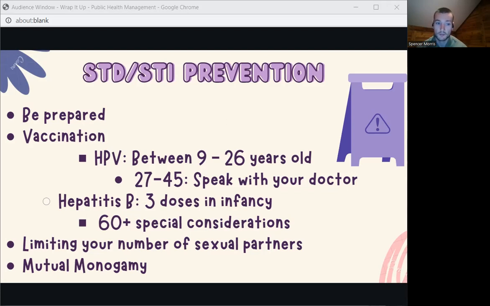In addition, most individuals receive 3 doses of the hepatitis B vaccine in infancy, but if you have not already been vaccinated, you can consider the risks and benefits of this vaccination and discuss this with your doctor. There are certain cases and conditions in which individuals who are 60 years and older should consider doses of the hepatitis B vaccination. Other ways to prevent the spread of STDs include limiting your number of sexual partners, mutual monogamy, which is deciding to have sexual activity with one partner only, and finally, as mentioned, using condoms.